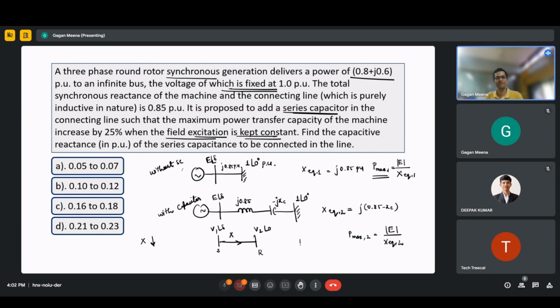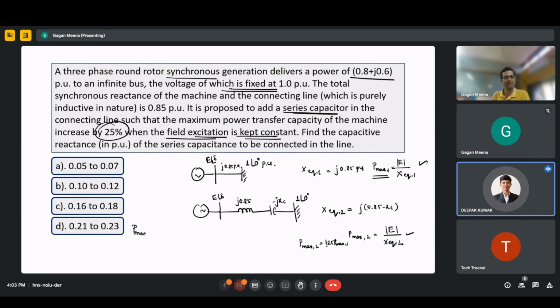But this P max 2 is 1.25 P max 1, because we want to increase the capacity by 25%. Okay. So now, can you solve this question? How will you solve? You have these two equations. Try to solve.